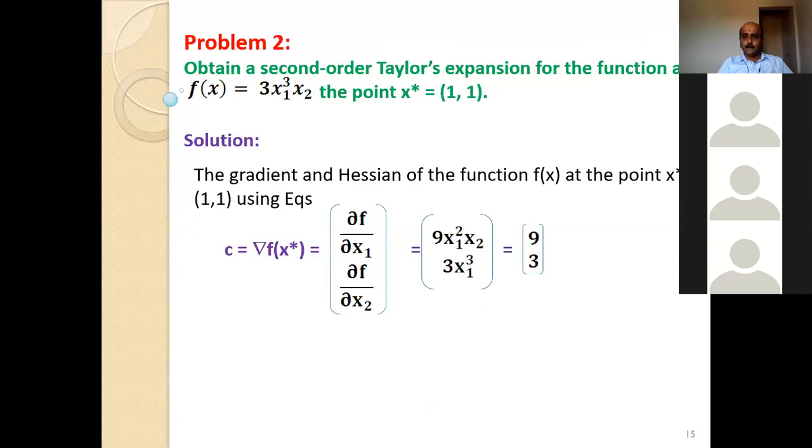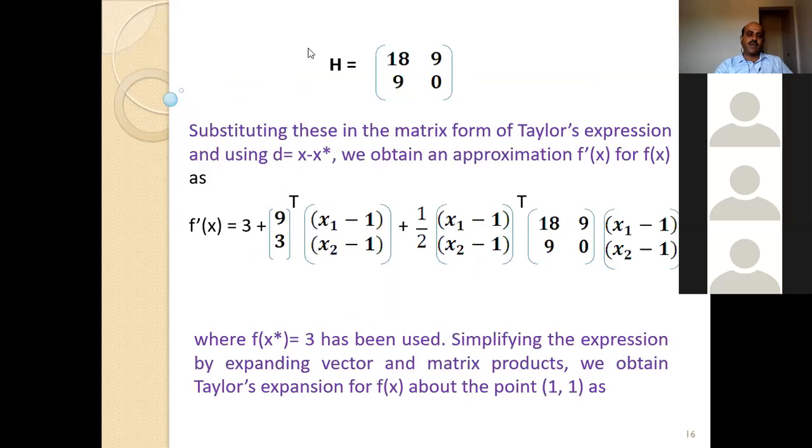Mithun, were you able to get it? Sir, 18, 9, 9, 0. Very good. Yes. So 18, 9, 9, 0. This is the Hessian matrix for us. Look here in the slide: 18, 9, 9, 0, because the Hessian matrix is a symmetric matrix. So this is the Hessian matrix.